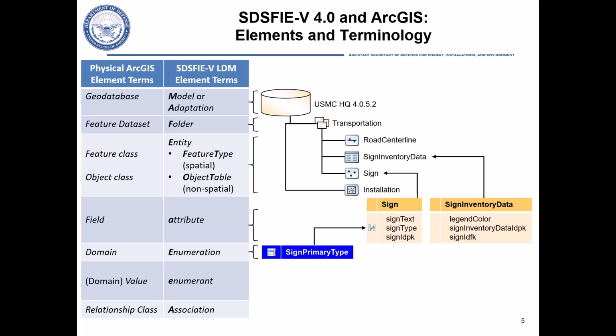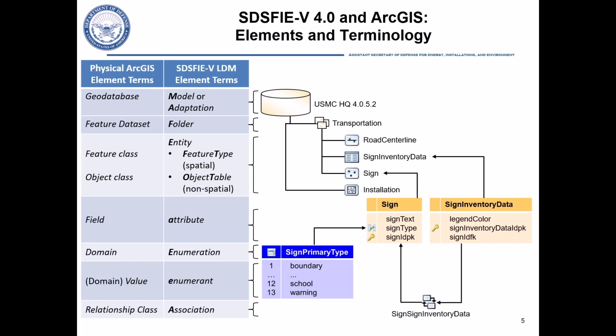An enumeration constrains an attribute to a permissible set or numerical range of values. In an Esri geodatabase, the synonymous term is domain. An enumerant is a value within an enumeration. The enumerants for an enumeration comprise the permissible set of values for that enumeration. In Esri, these are called domain values. An association is used to establish a relationship between two entities using a foreign key in one attribute table that points at the primary key of another entity. In an Esri geodatabase, this is called a relationship class.